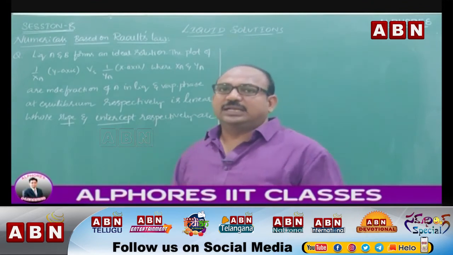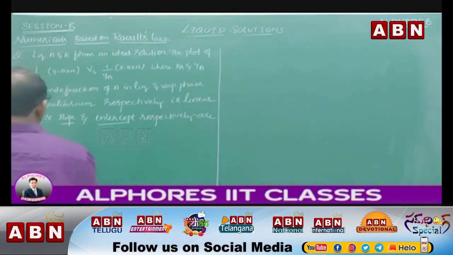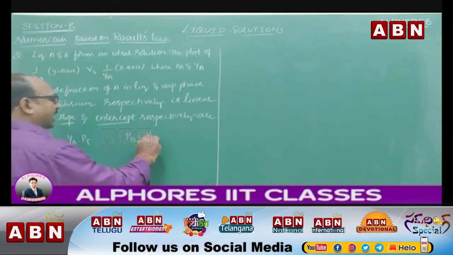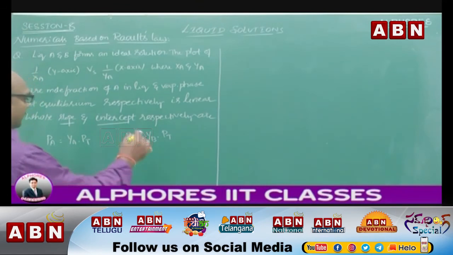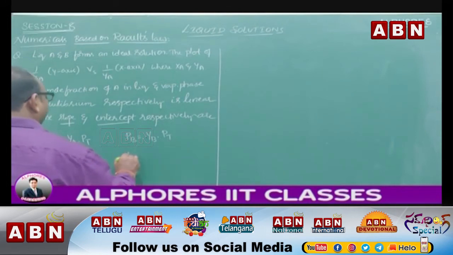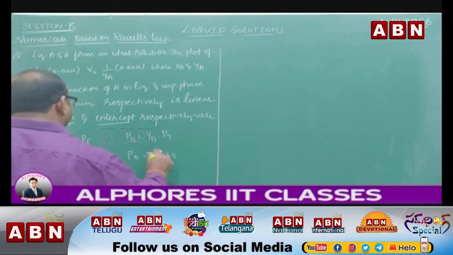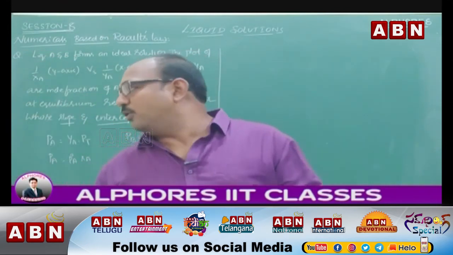As we learned Dalton's law and Raoult's law. As per Dalton's law, partial pressure of A is equal to mole fraction of A into P total. Similarly, partial pressure of B is equal to mole fraction of B into P total. This one is familiar. And as per Raoult's law, PA is equal to P naught A XA, and PB is equal to P naught B XB. We know both Dalton's law and Raoult's law.